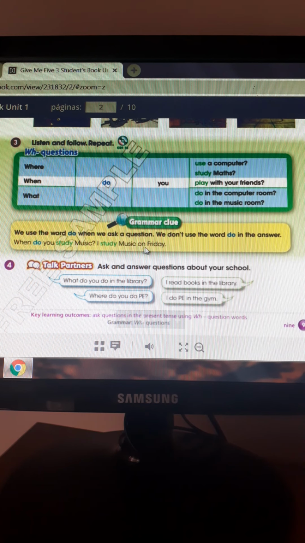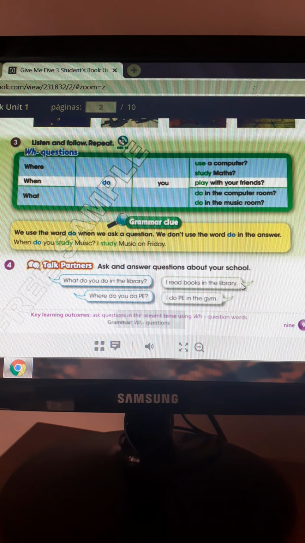Acordate la preposición para los días. On Friday. O, for example, what do you do in the library? I read books in the library, right? Where do you do PE? Physical education, right? I do PE in the gym. Here, this do is the verb do. Yo hago gimnasia en el gimnasio, right?